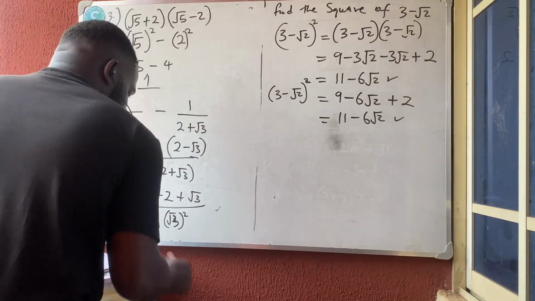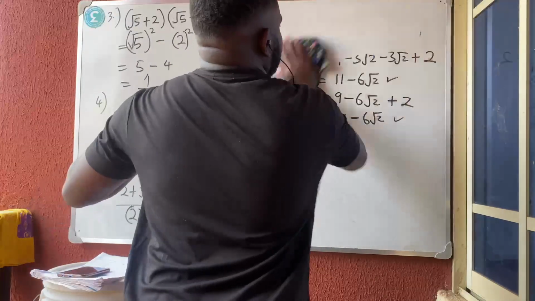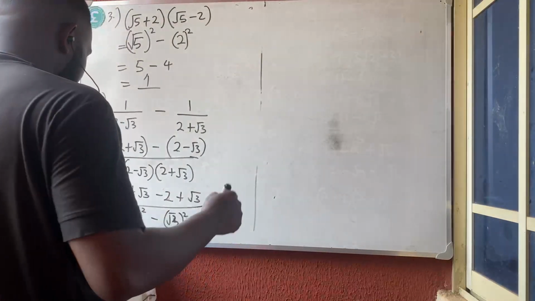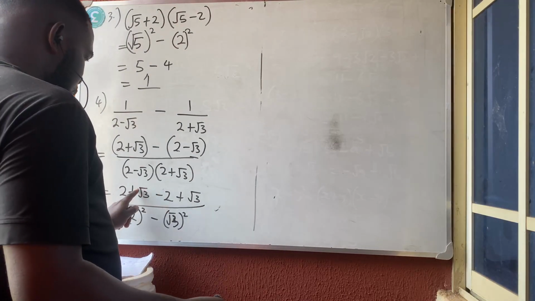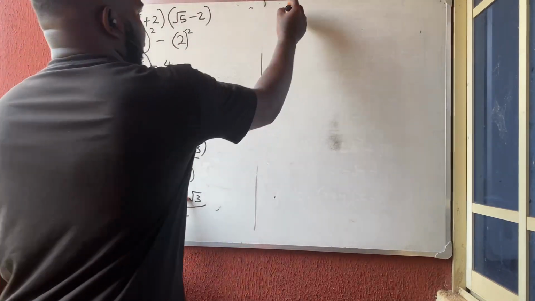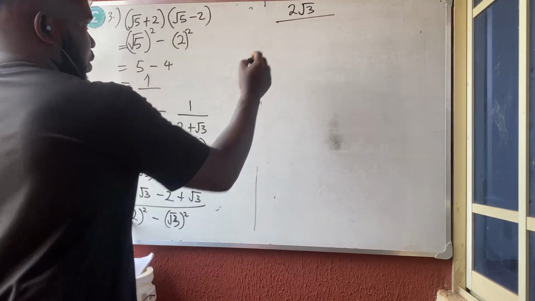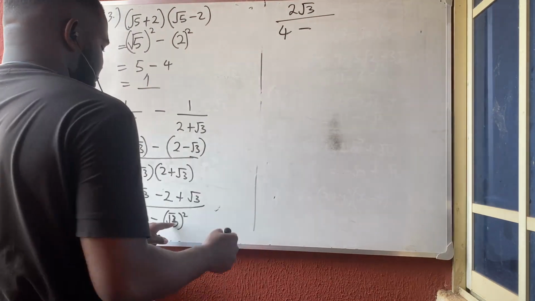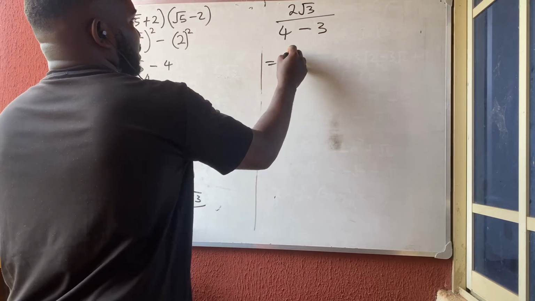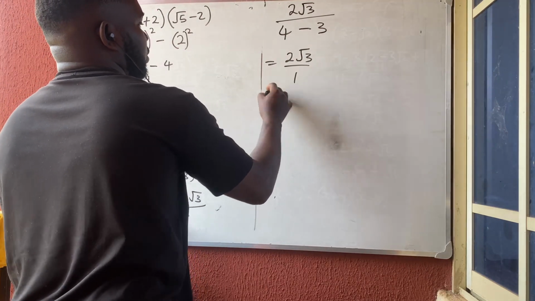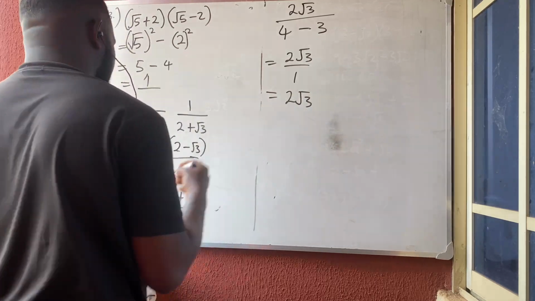So my final answer becomes 2 minus 2, 0. 1 plus 1, I'm having 2 root 3. Okay, all over. This squared will give you 4 minus this squared will give you 3. So my answer is now what? 2 root 3 over 1, which is what? 2 root 3. Okay.